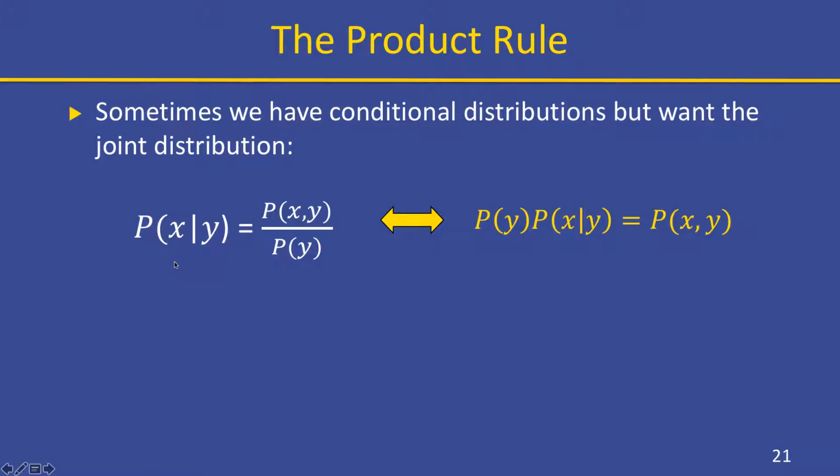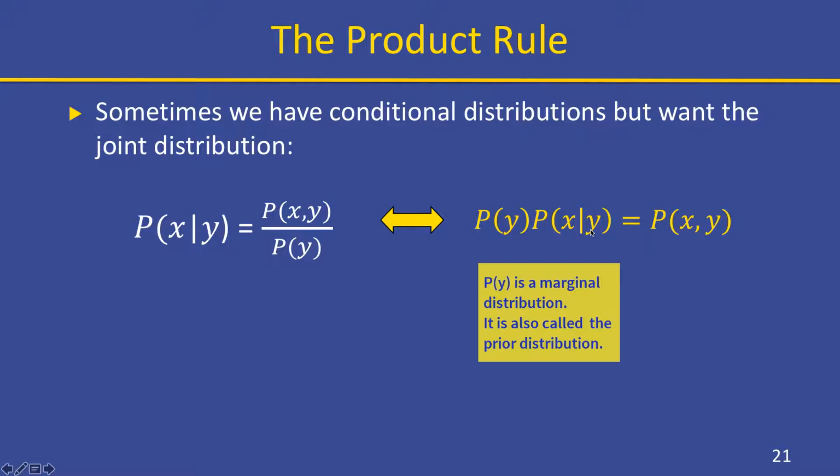Remember, we said by definition, P of x given y is equal to P of x y, the joint distribution, divided by P of y. So multiplying both sides by P of y, we get P of y times P of x given y is equal to P of xy. So this here is the product rule. It allows us to compute the joint distribution if we have the conditional distribution and the prior. P of y here is called the prior.